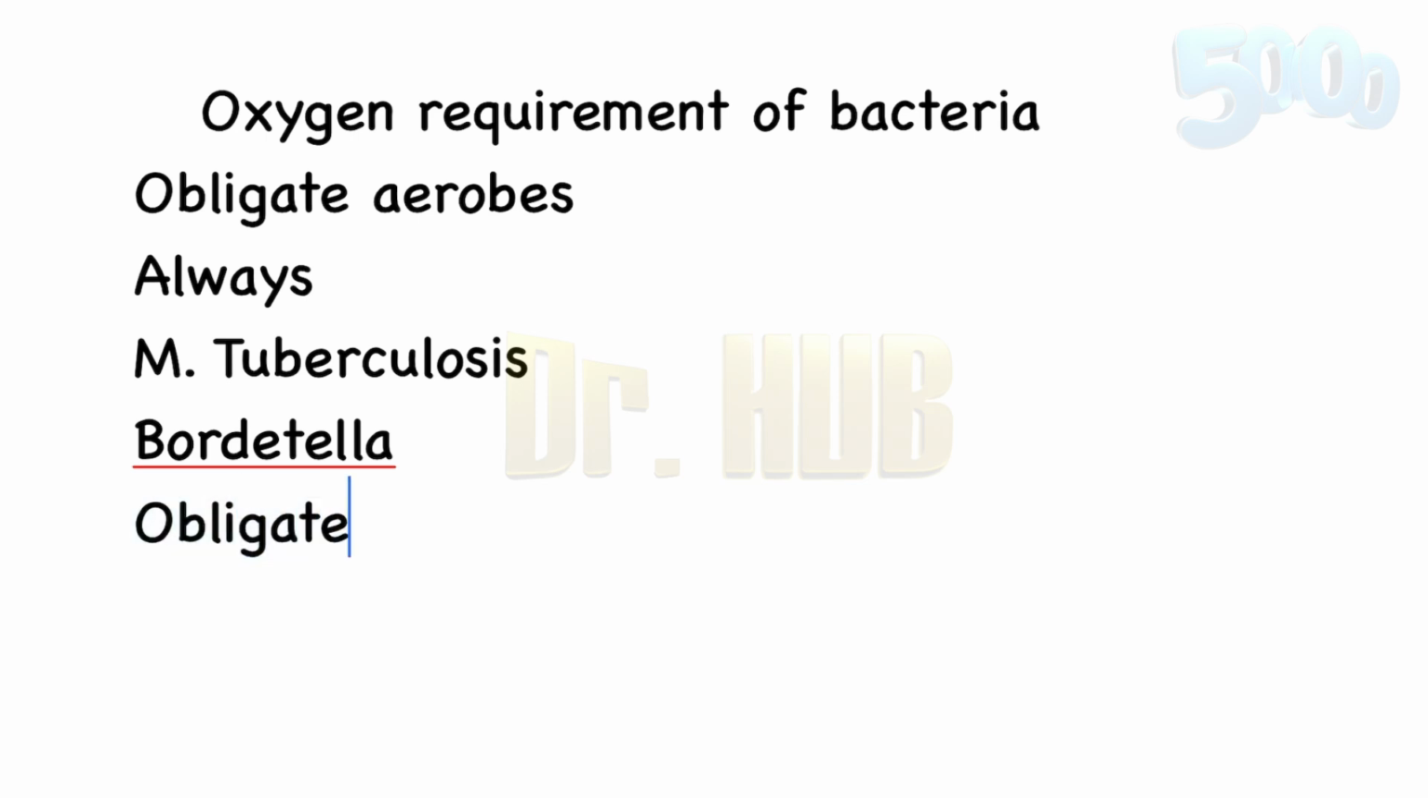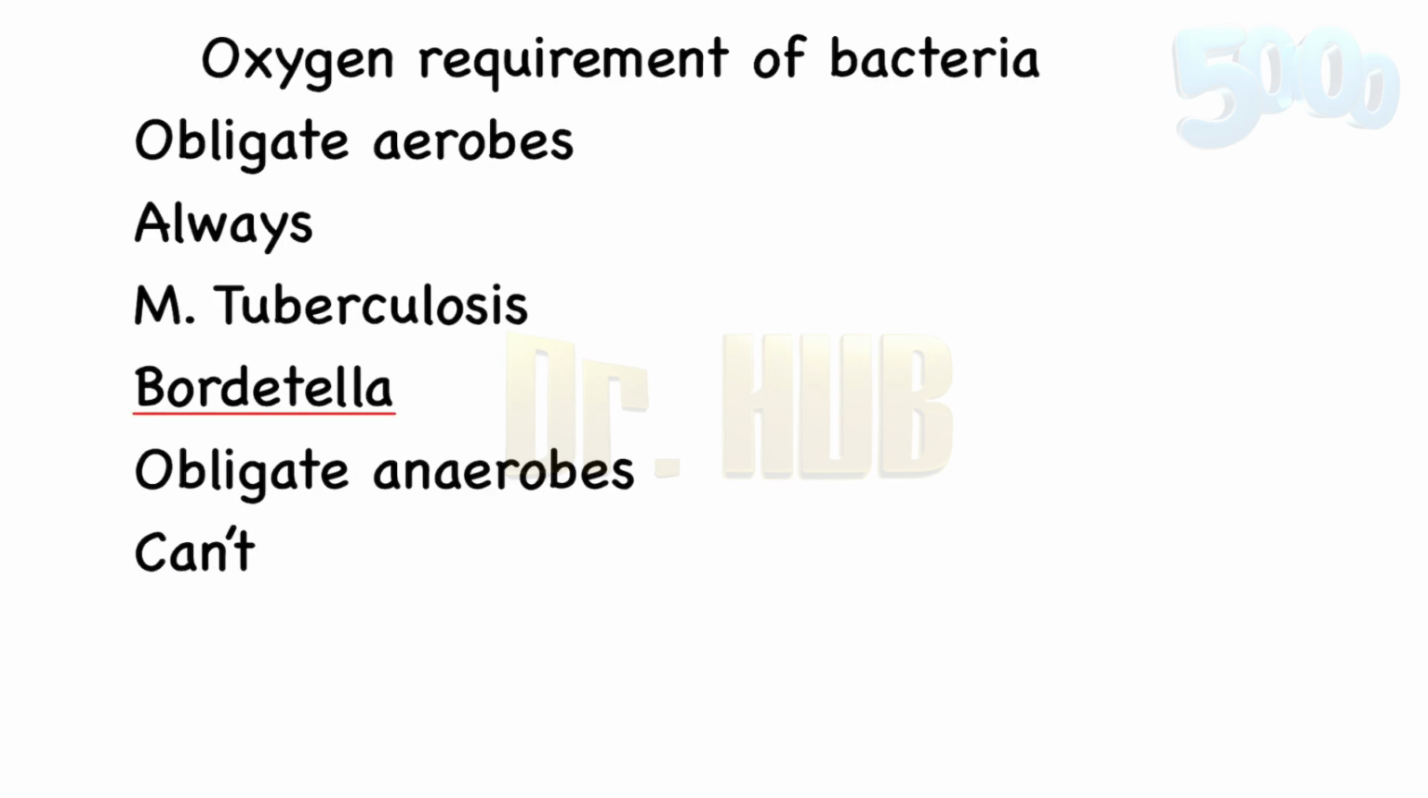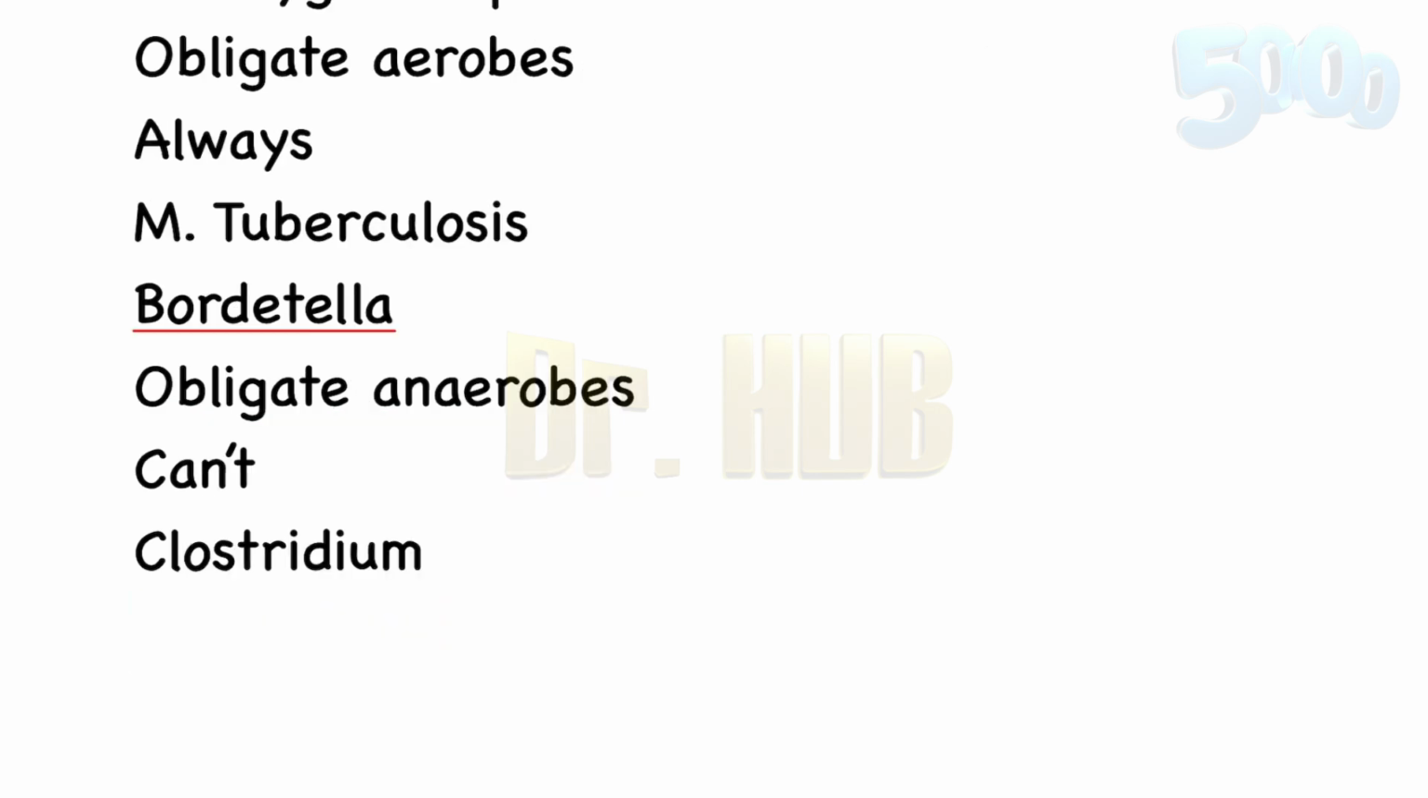Next we move on to the obligate anaerobes. Obligate anaerobes cannot grow in the presence of oxygen, as most of them do not have superoxide dismutase as well as catalase. The examples here include the Clostridium species as well as the Bacteroides.